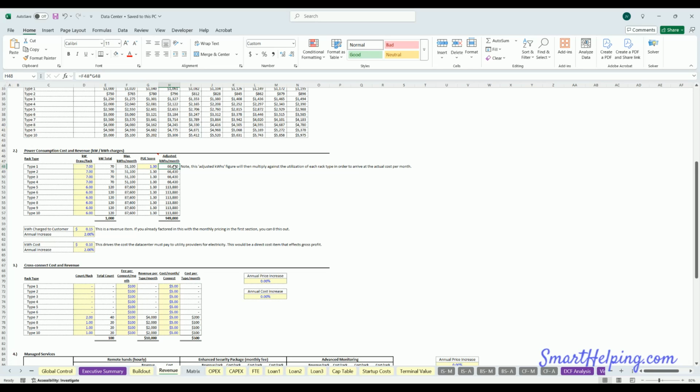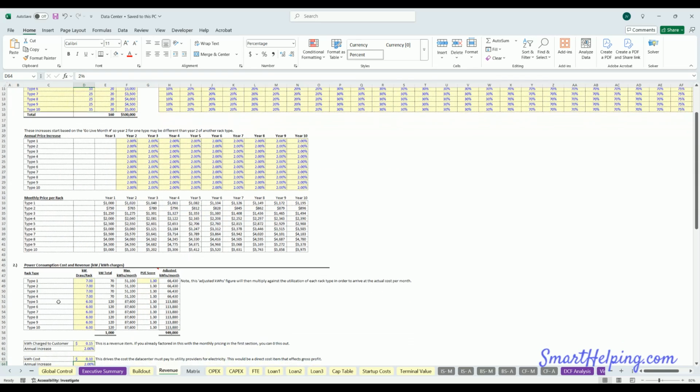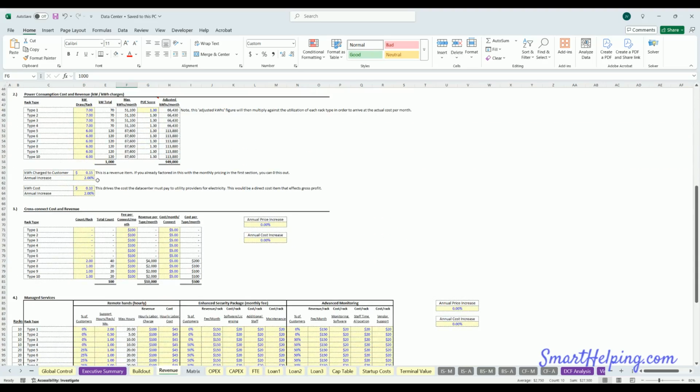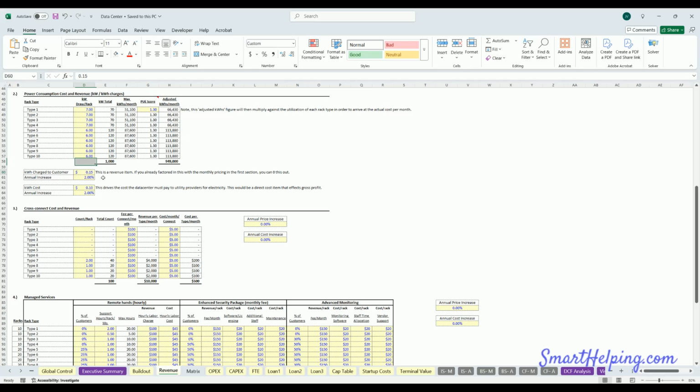So you know how much that is, and then here you can configure how much it's costing you per kilowatt hour, how much you're charging the customer, and then this is how much it's costing you in an annual price increase. Now, if you're including the charge for electricity in your base pricing up here, that's fine. You can zero out what you're charging to customers.